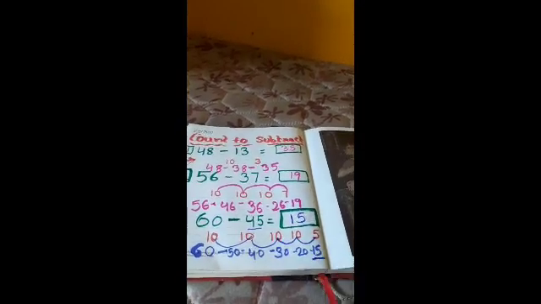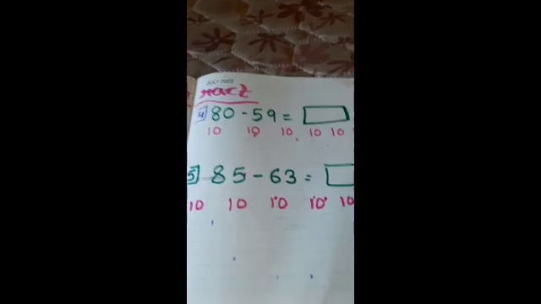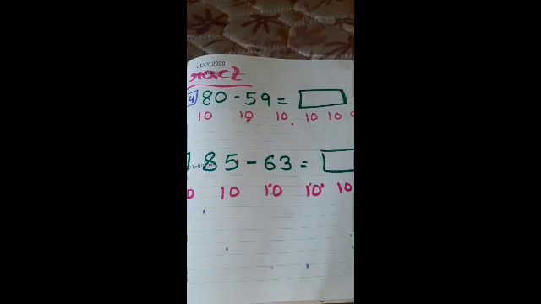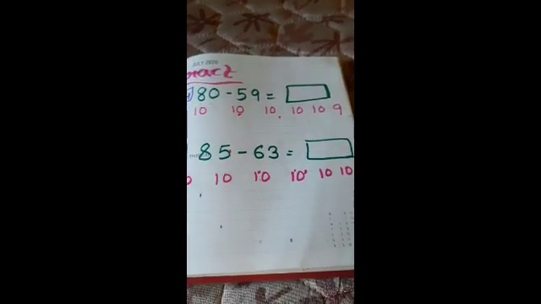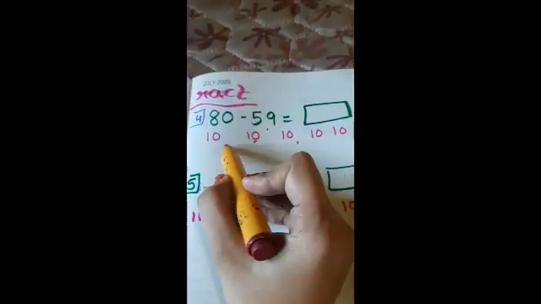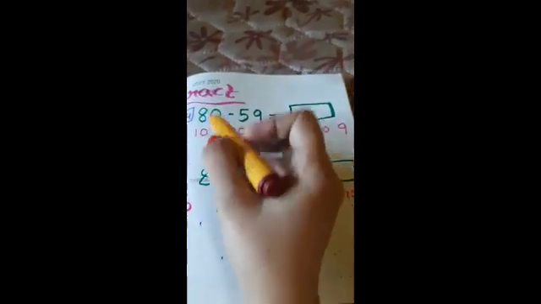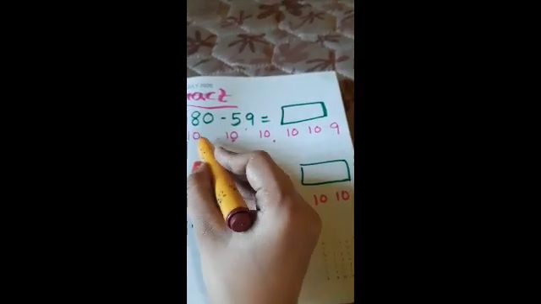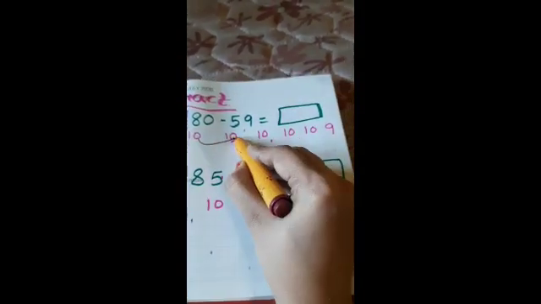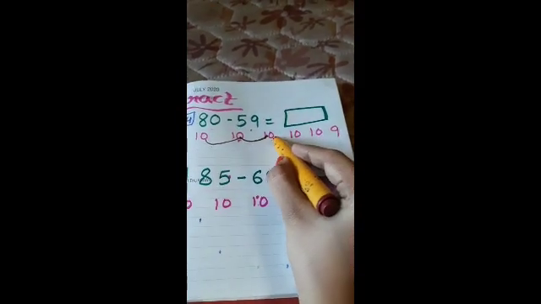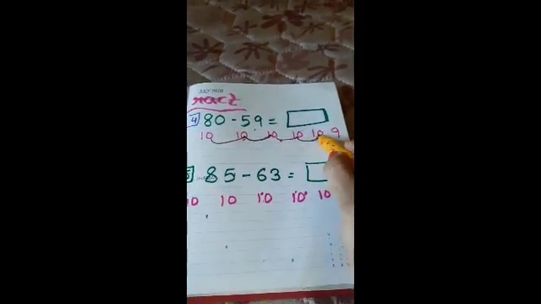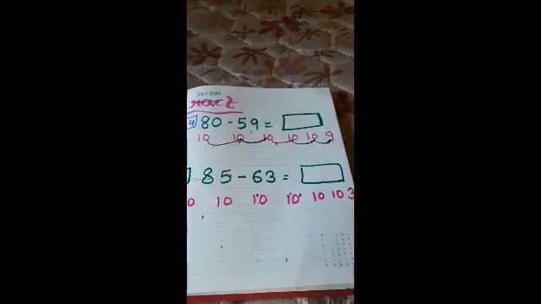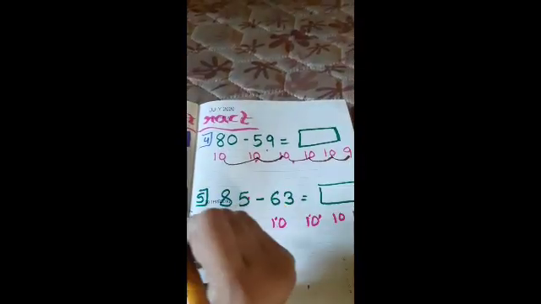The fourth sum, 80 minus 59. Now for 59, what will we write over here? We have to go backward 59 counts, right? So 10, 20, 30, 40, 50 and 9 is 59, right?